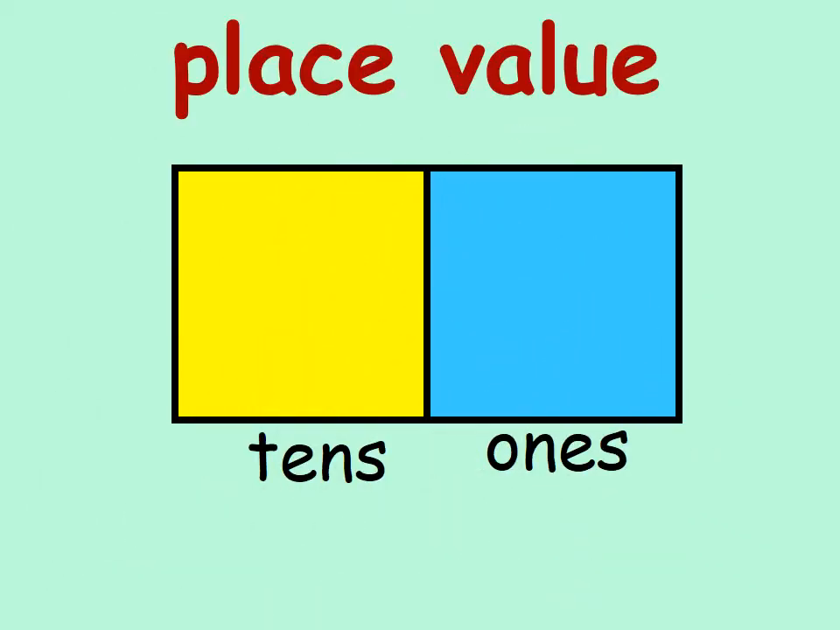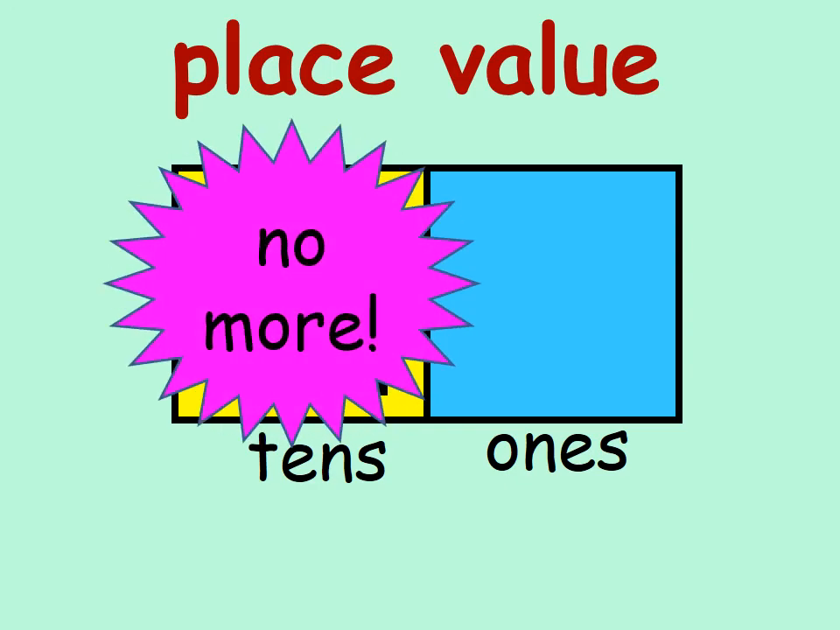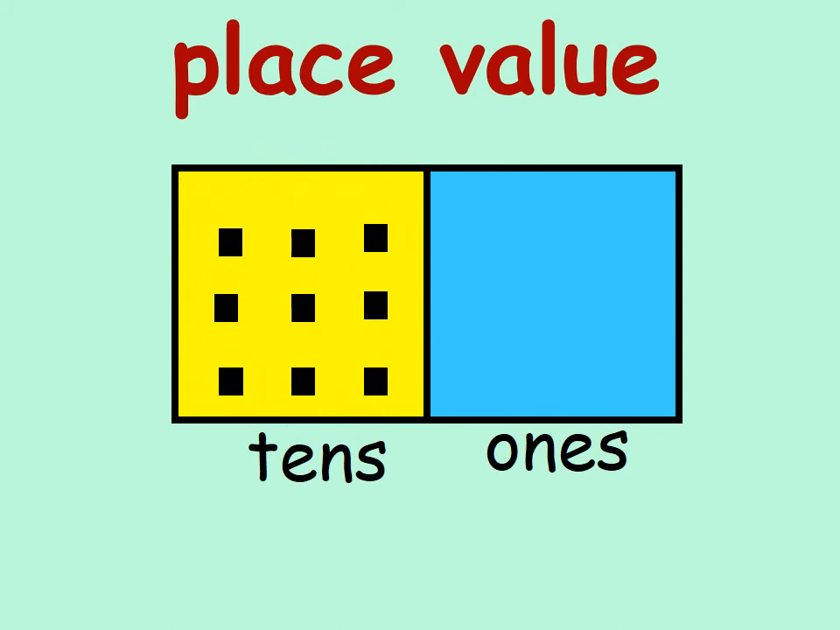Okay, let's try it again. Oh, what's that? 1 10? 2 10s? 3 10s? 4 10s? 5, 6, 7, 8, 9. 9 10s. Guess what? No more. It's just like the 1s. The most you can have in there in the 10s column is 9.